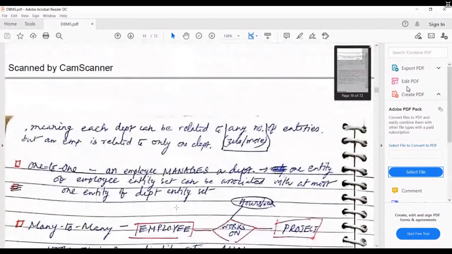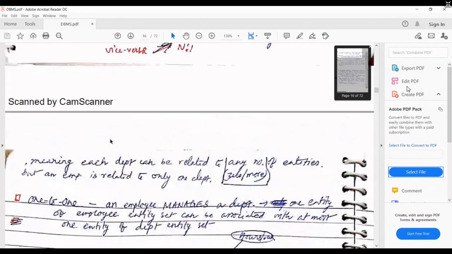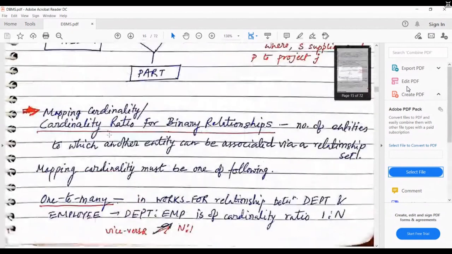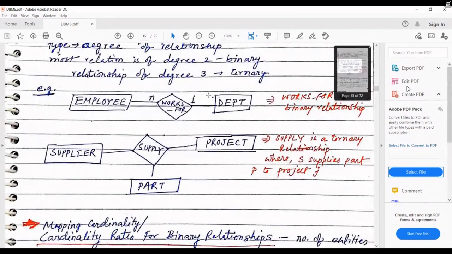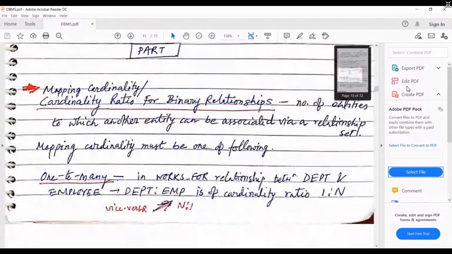Now next one is, meaning that each department can be related with any number of, that means zero or more, employees. But one employee is related to only one department. Okay, one employee belongs to only one department. One department has n number of employees, but one employee is associated with only one department.